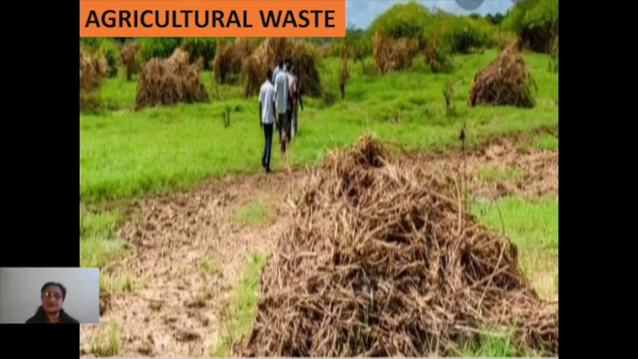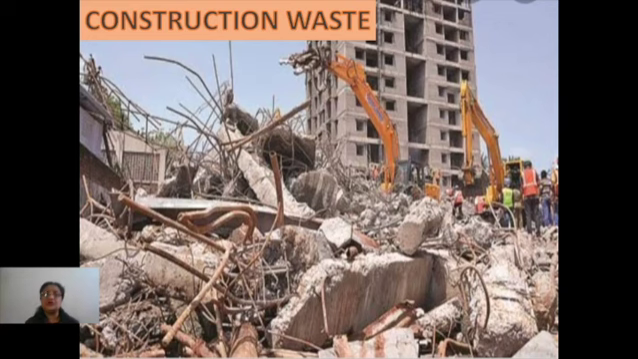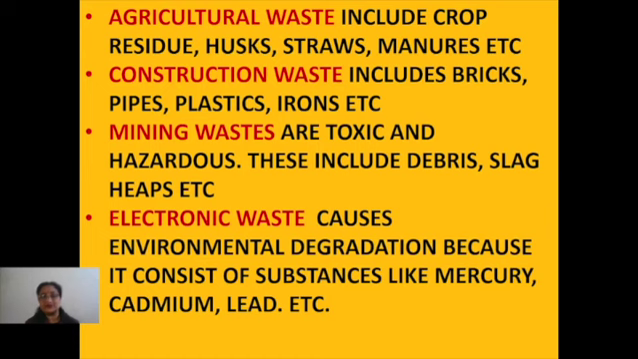Then agricultural waste. When we talk about the agricultural waste, the left out part of the crops which are there in the field, these are all belonging to the agricultural waste, right? Now you can see here the crop residue, husks, straw, manures, etc. And construction waste, when we say, these include bricks, the broken pieces of bricks, pipes, plastics, irons, right? All these come under the construction waste. Then mining waste. What are mining waste now? These are toxic and hazardous.